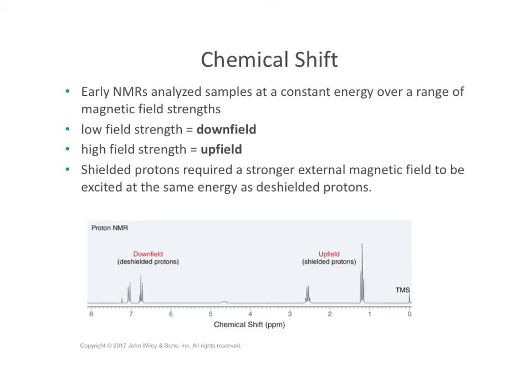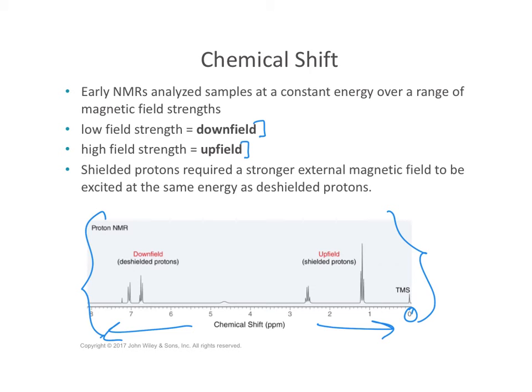There are a couple terms that are used that are artifacts of early NMRs that analyzed samples at a constant energy over a range of magnetic field strengths. And now we do it the reverse way. But the low field strength term is called downfield, and the high field strength term is called upfield. So downfield refers to the left portion of the spectrum, whereas upfield refers to the right portion of the spectrum, the portion closer to 0. Signals that show up downfield are deshielded. You can think D for downfield matches the D of deshielded, and signals that show up upfield are shielded protons.